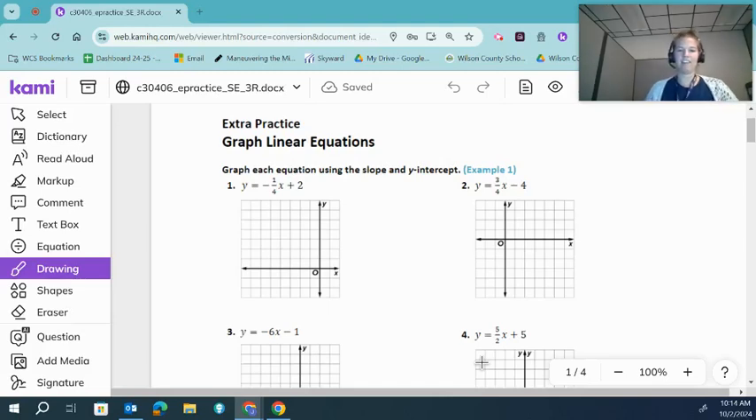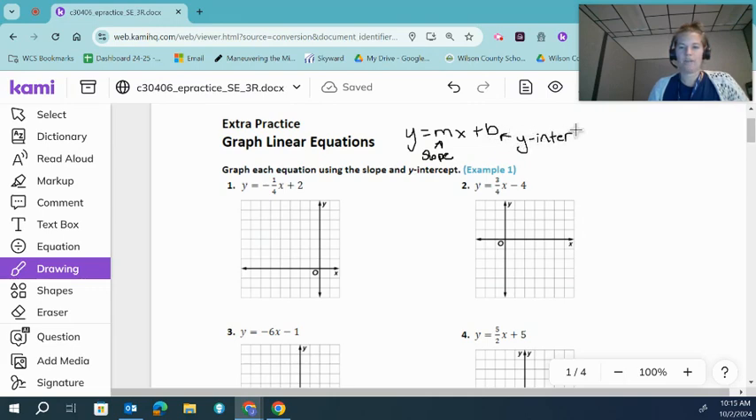Today we will be graphing linear equations. I want to remind you our equation in slope-intercept form is y equals mx plus b, where m is our slope and b is our y-intercept. In order to graph these, we are going to start with our y-intercept.